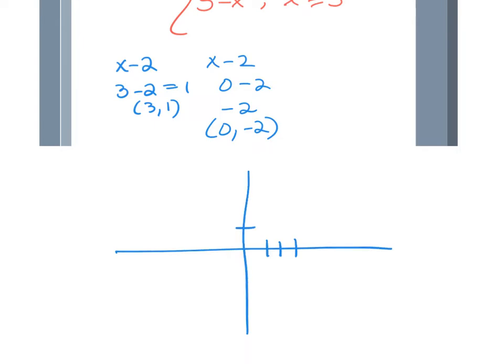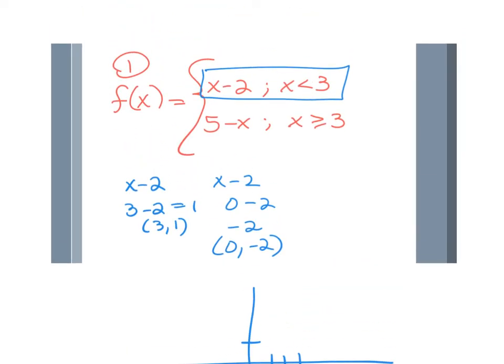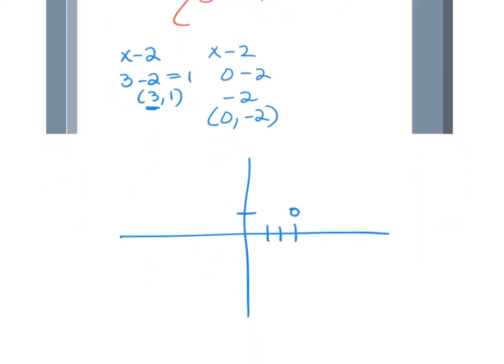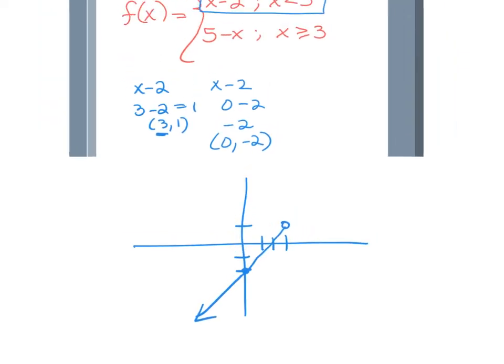So I'm going to graph 3, 1. Now this one, when I plugged in the 3, notice it's going to be an open circle. And then 0, comma, -2 is going to be down here. So that one's going to point in that direction.